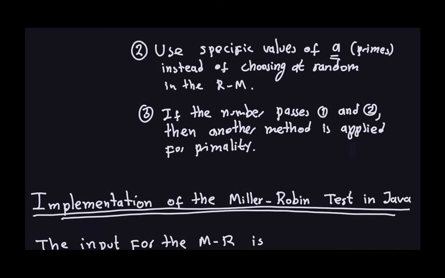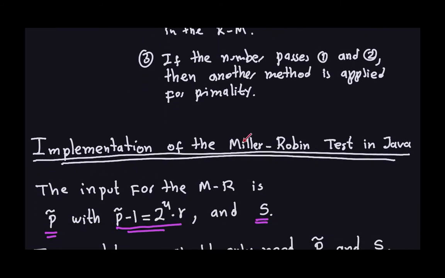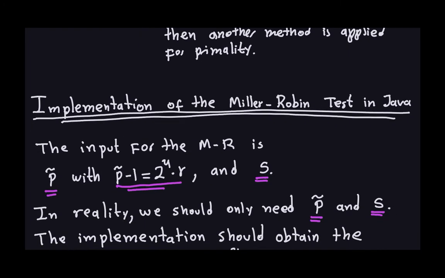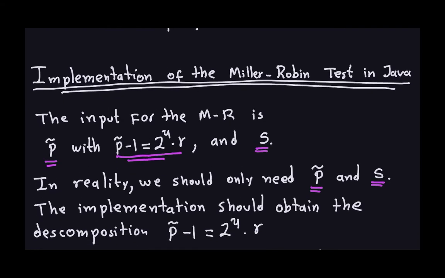Okay, so let's talk about the implementation of the Miller-Rabin test in Java, in particular in the programming language we are using in this course. As I mentioned earlier, the input for the Miller-Rabin algorithm is p hat, the number we're trying to check whether or not it's a prime, with this decomposition, and of course the security parameter s. I mentioned this before and I wrote it down here. In reality, we should only need p hat and s, because the decomposition you should be able to get from p hat.